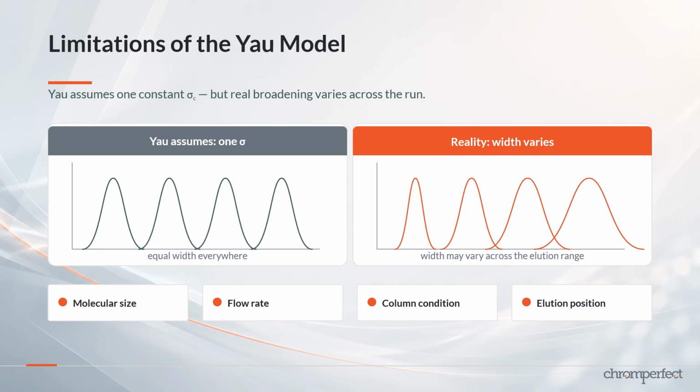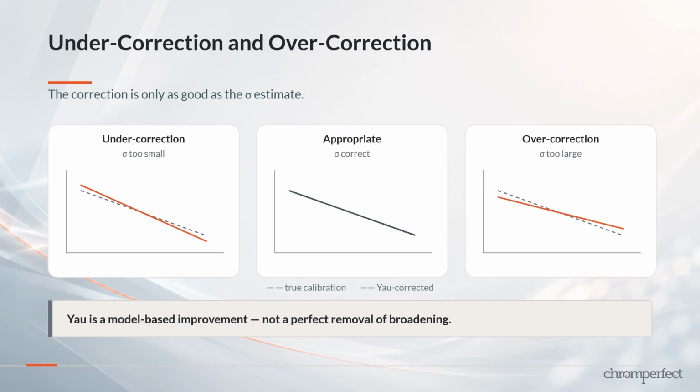Actual broadening may vary with elution position, molecular size, flow rate, column condition, and other factors. Reducing the complete broadening process to one constant is an approximation. The column sigma value must also be estimated accurately. An incorrect value can undercorrect or overcorrect the calibration. The Yau method should therefore be understood as a model-based improvement rather than a complete elimination of chromatographic broadening.